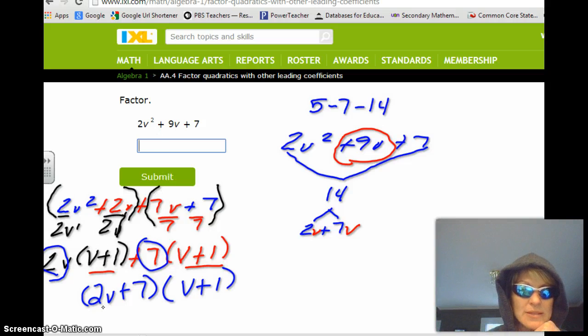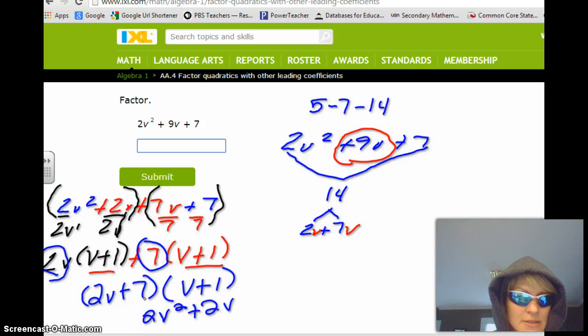Okay, if I multiply this out, 2v times v is 2v squared. 2v times 1 is 2v. 7 times v is 7v. And 7 times 1 is 7. And so that would give me 9v. And so that would give me 2v squared plus 9v plus 7. So I know that's right.